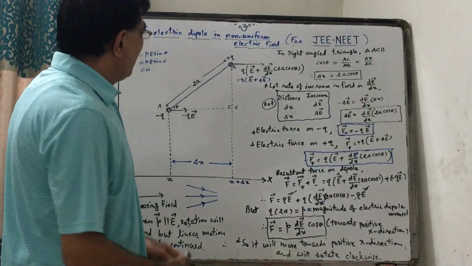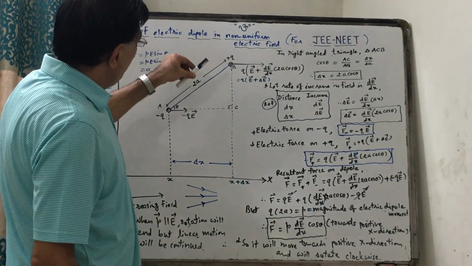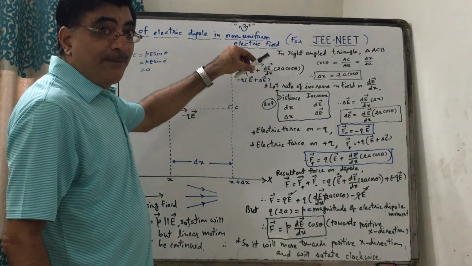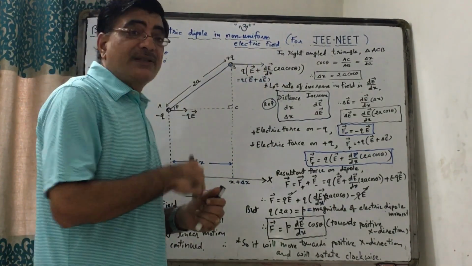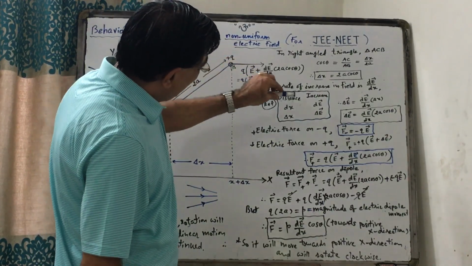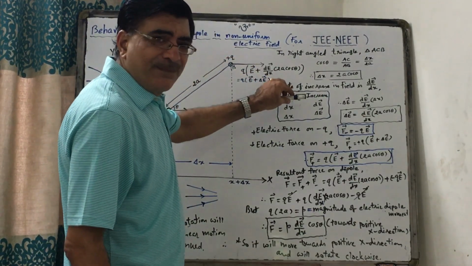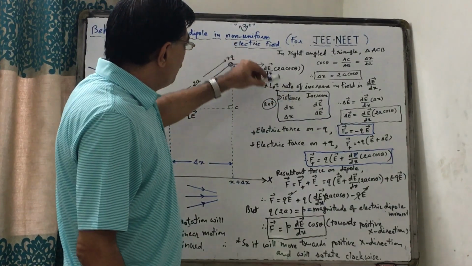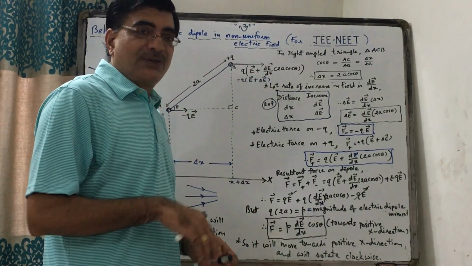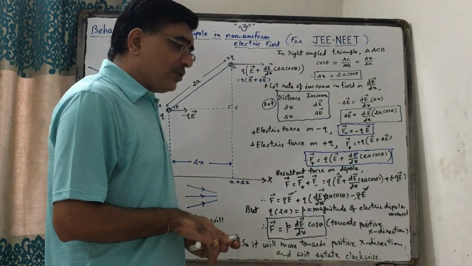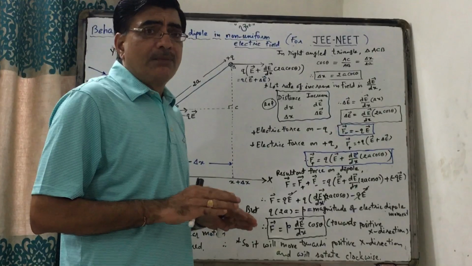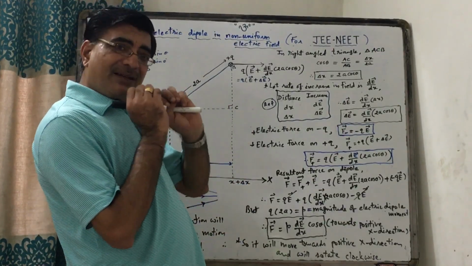So what will happen? This electric dipole will move towards the positive x direction. Moreover, it will experience torque, so it will also rotate in the clockwise direction. After traveling some distance, it will become parallel to the electric field. At that time, torque will be zero, so it will stop its rotation, but its linear motion will continue.